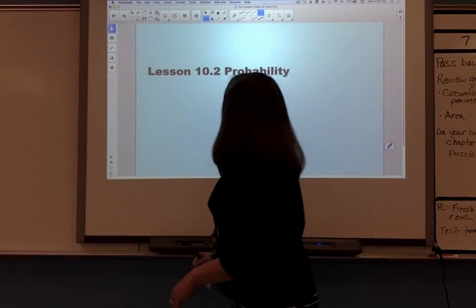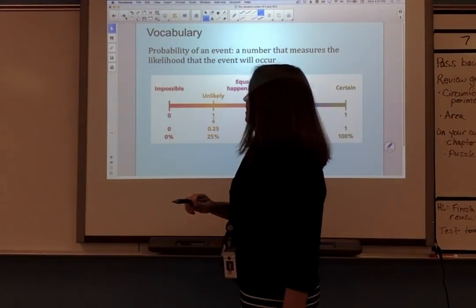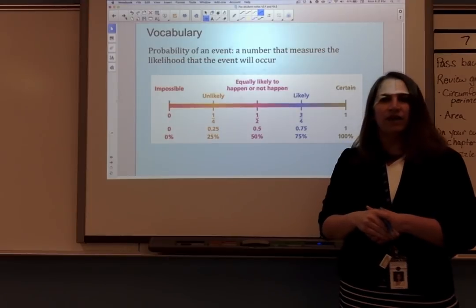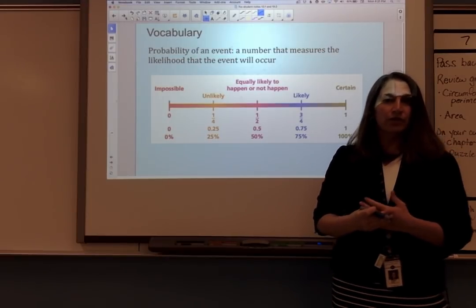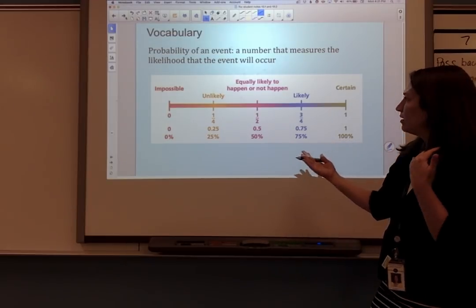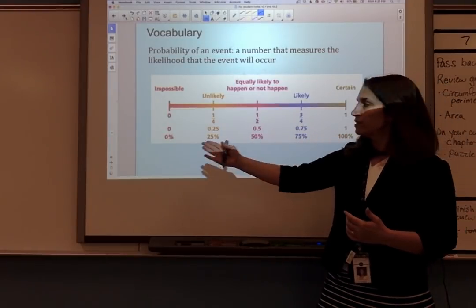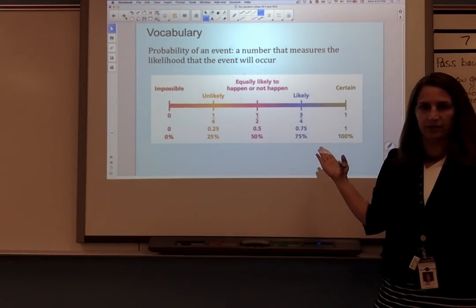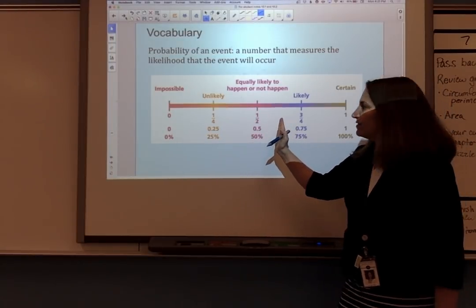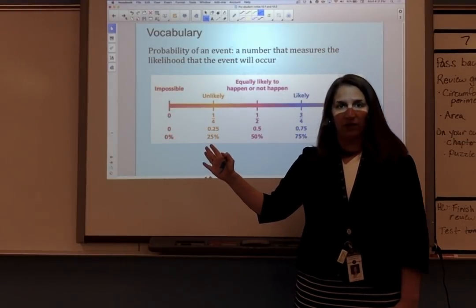All right, so we'll move on to the second part of this, which is probability. And here we have some vocabulary again. So the probability of an event is a number that measures the likelihood that an event will occur. So take a look at this scale. We're basically going from 0 to 1, or 0% to 100%, with 50% or 1/2 in the middle. And if something has a probability of 0, it's impossible that that event will occur.